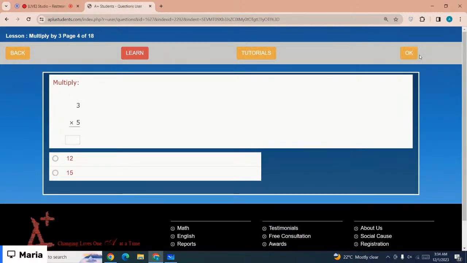Okay, 3 times 5, which is the correct option? 3 times 5 equal. Yes, the correct option is 15.